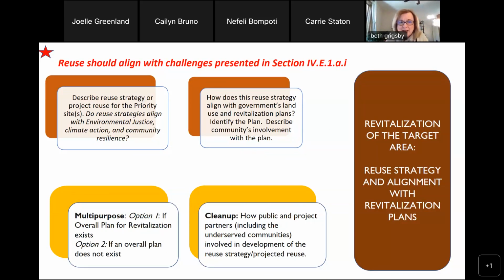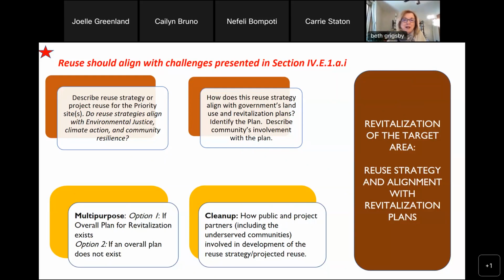Maybe it's lack of adequate housing that comes out in your plan. Well, how do you go about solving that issue? Possibly that reuse could be affordable housing or mixed use. And a caveat, multipurpose has two options. Please pay attention to that.